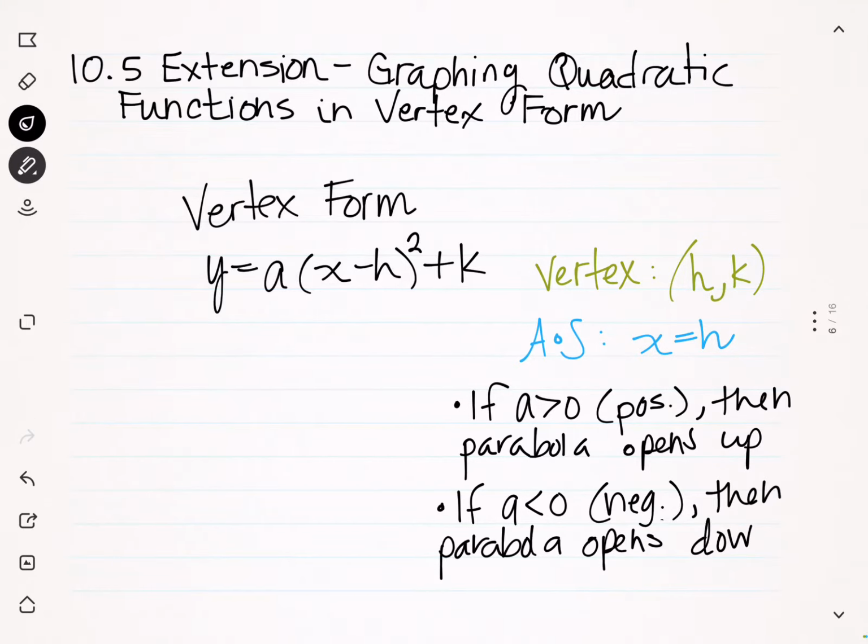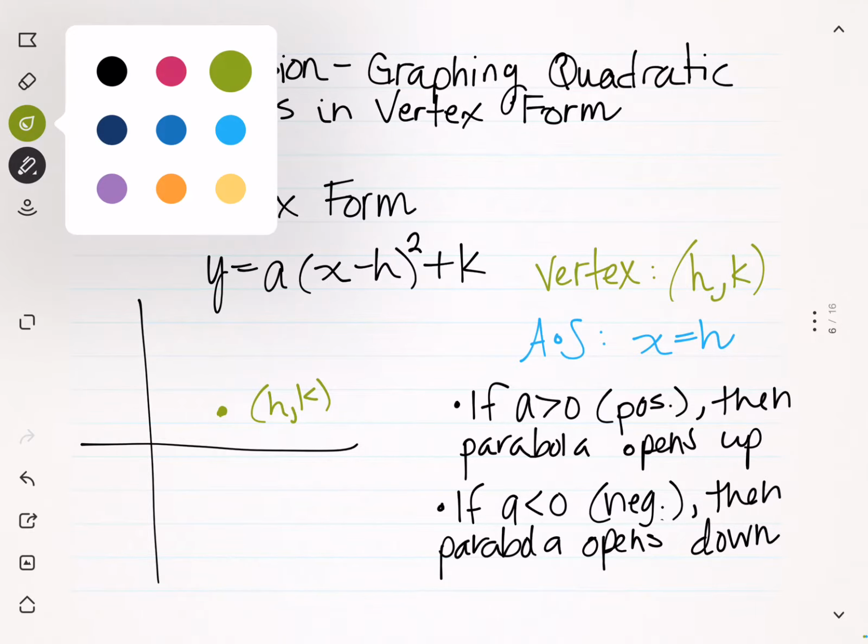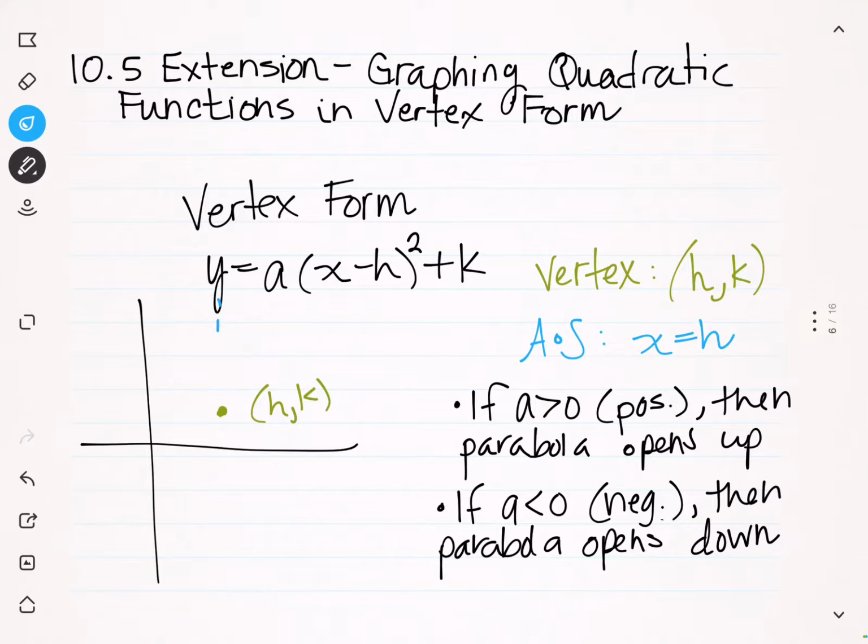Okay, so let's take a look at what this looks like on the graph real quick. You're going to see an equation and it's going to be in vertex form, so you will know where the vertex of your parabola lies. Let's just say it's here in quadrant number 1, and it's going to be the point (h, k). And then your axis of symmetry is going to go through that vertex. It's going to be a vertical line, and it's going to have the equation x is equal to h.